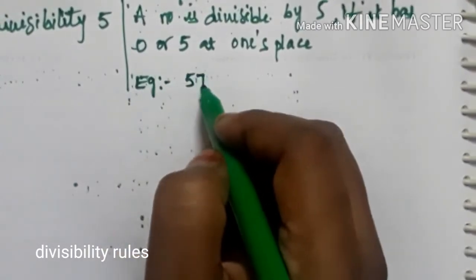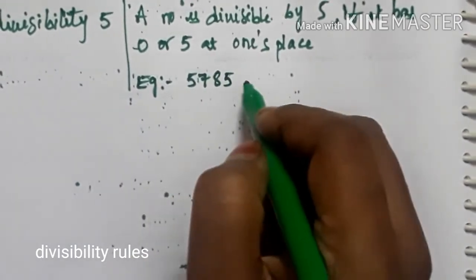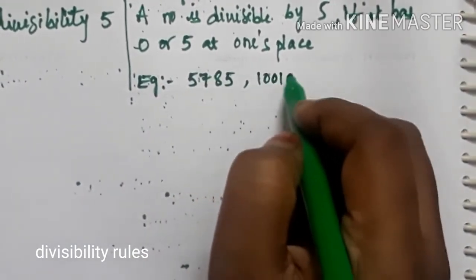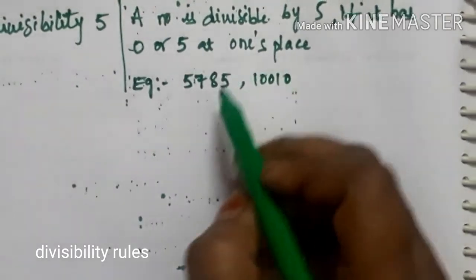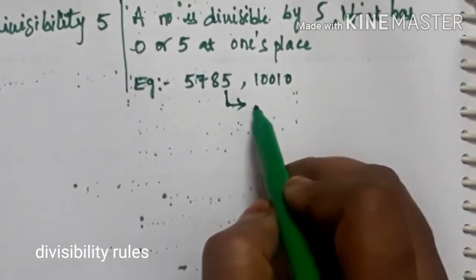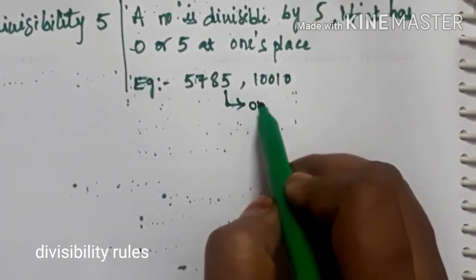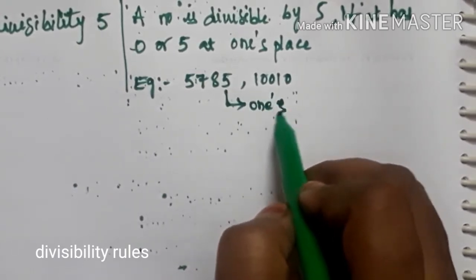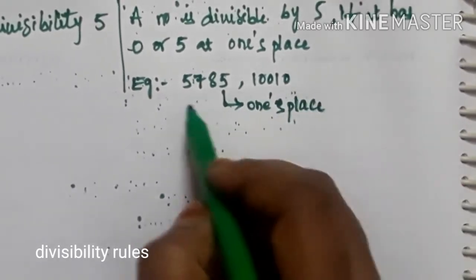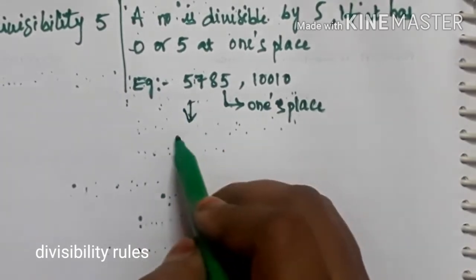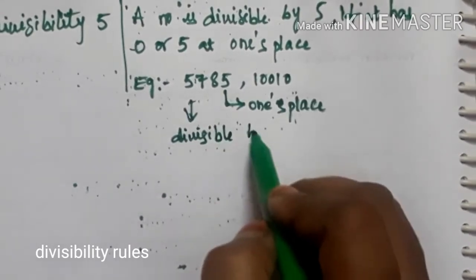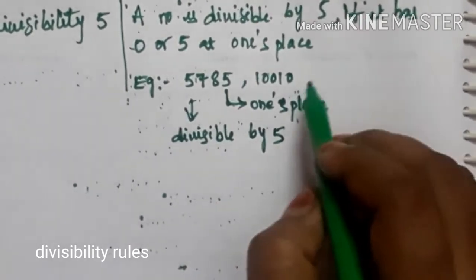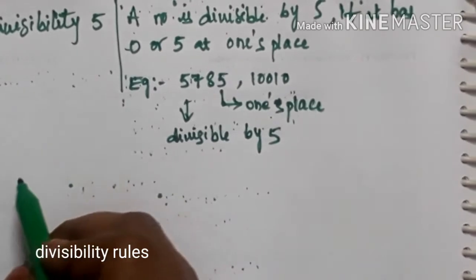Example: 5785 and 10,010. In 5785, at one's place you have 5, so it will be divisible by 5. And in 10,010, you have 0 at one's place, so it will be divisible by 5.